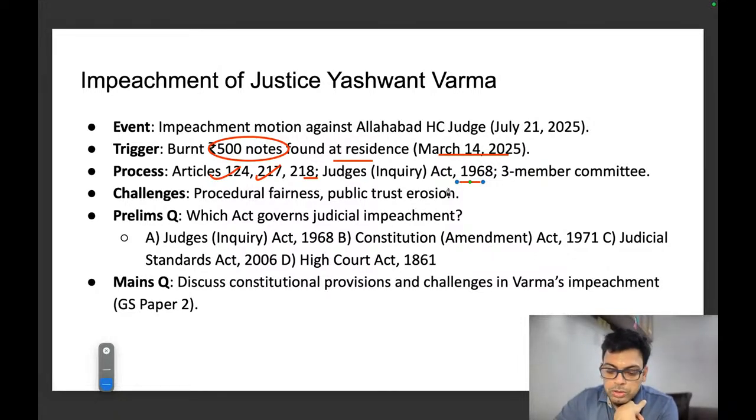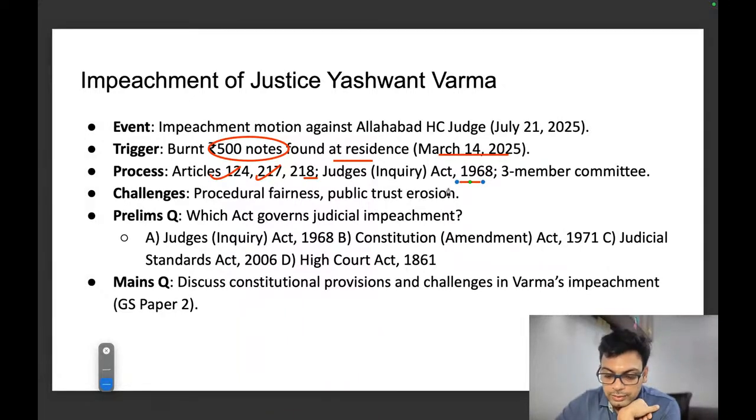Now, a Supreme Court panel indicted Justice Verma for misconduct, and Justice Verma challenged the same finding in the Supreme Court itself. Now, in India, no judge has been impeached so far. In the past, the failure was Justice V. Ramaswamy in 1993, who himself resigned.